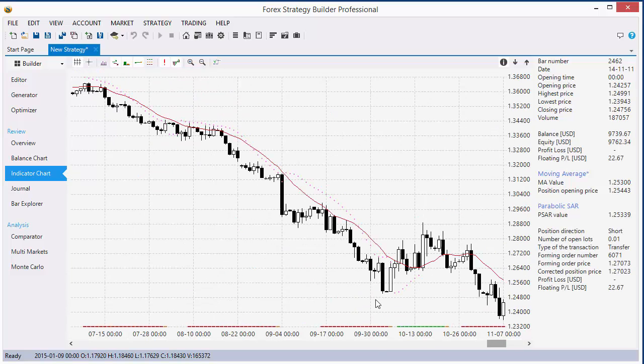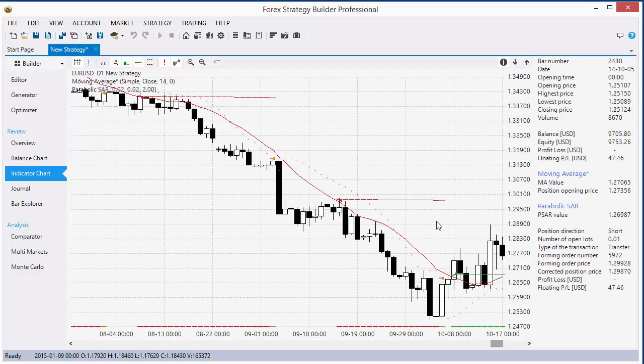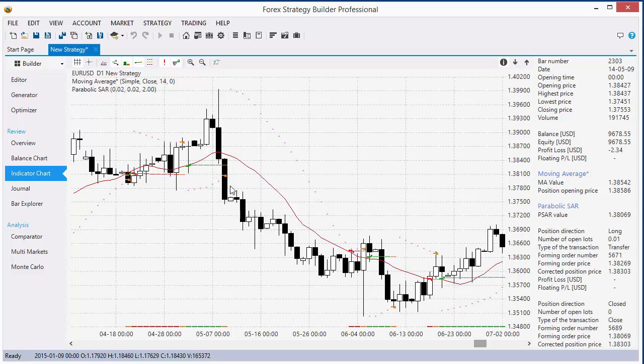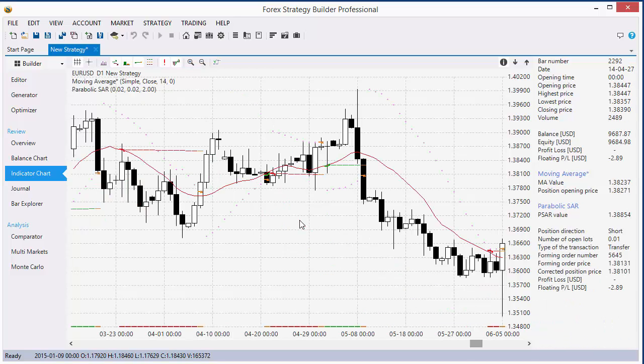If you look at the chart, the Parabolic SAR is plotted with dots like that, and this is something like a trailing stop. It moves the stop closer to the market when the market is in our favor. For example, we have here, no, we don't have a position here.